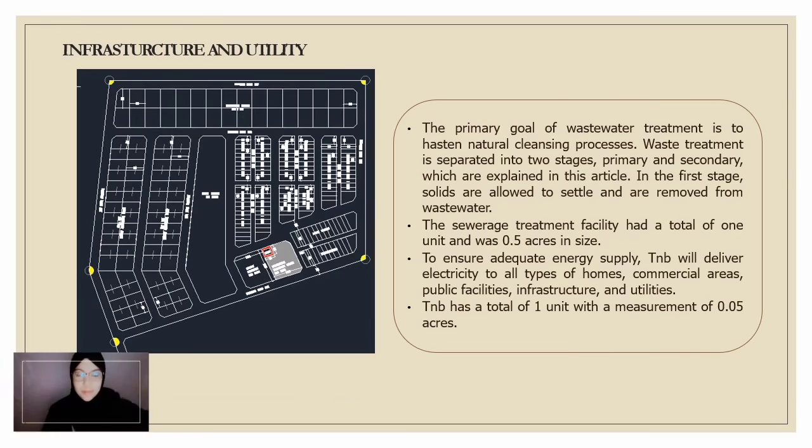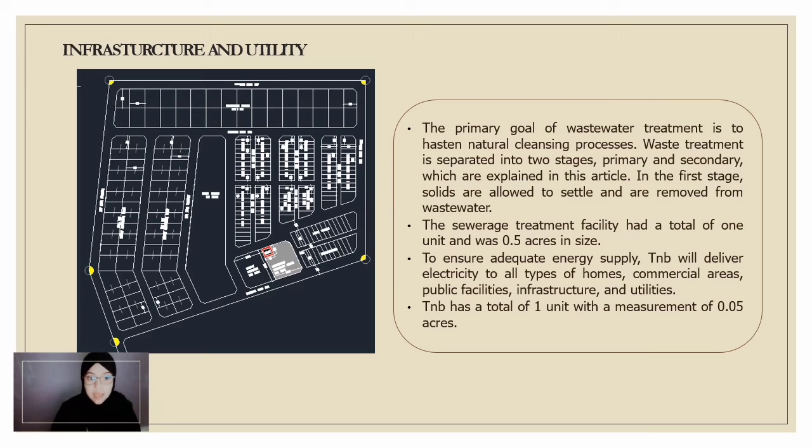Continue my slide and presented with infrastructure and utility. So the primary goal of our wastewater treatment is to hasten natural cleansing processes. Waste treatment is separated into two stages, primary and secondary, as explained in this article. In the first place, solids are allowed to settle and are removed from the wastewater. The sewage treatment facility has a total of 1 unit and is 0.5 acres in size.